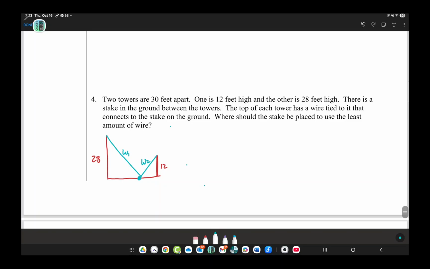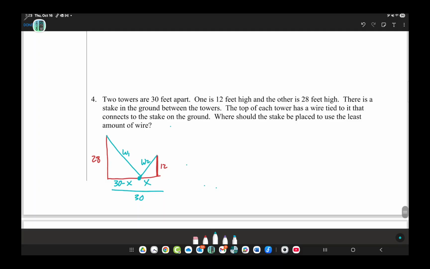Now, what we want to know is where do we put the stake in between the two that will minimize that value. We do know that there's 30 feet in between. So where do we put the stake? Well, the idea here is we're going to call one of these distances to the stake x, which makes the other one 30 minus x.